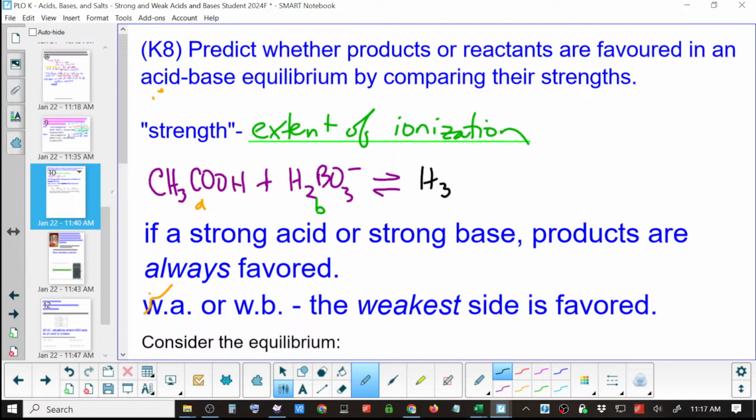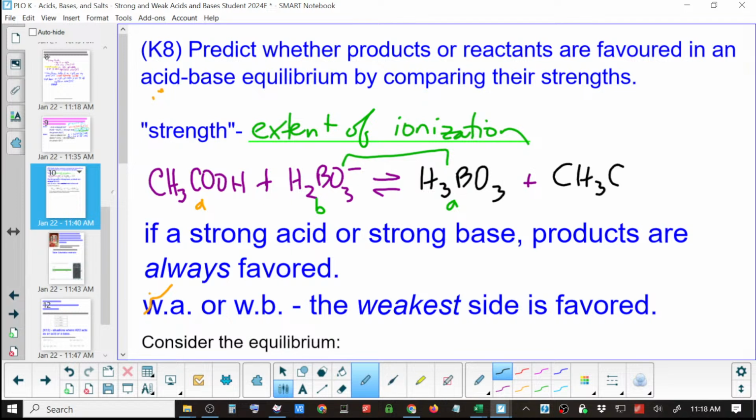H3BO3. Excellent. And is that an acid or a base? That's an acid. So we have a first conjugate acid-base pair. And someone else for the other one.